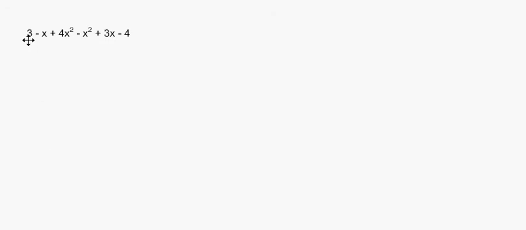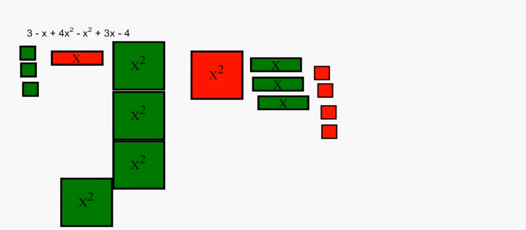And our last question here: 3 minus x plus 4x squared minus x squared plus 3x minus 4. Now this one's a little bit more complicated because we have some negatives here now. And so I'm going to draw my diagram first and see if that helps our explanation. And so here are our pictures. We've got positive 3, so 1, 2, 3.